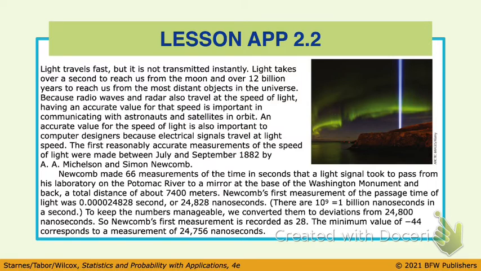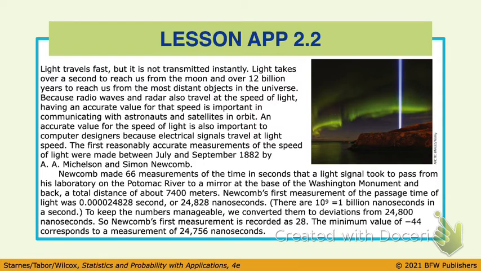An accurate value for the speed of light is also important to computer designers because electrical signals travel at light speed. The first reasonably accurate measurements of the speed of light were made between July and September of 1882 by A.A. Michelson and Simon Newcomb. Newcomb made 66 measurements of the time in seconds that a light signal took to pass from his laboratory on the Potomac River to a mirror at the base of the Washington Monument and back, a total distance of about 7,400 meters.